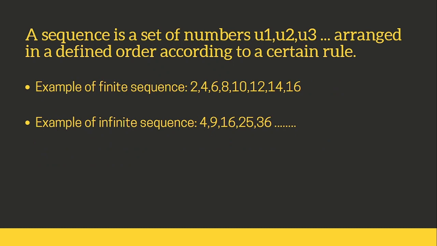Some examples of a finite sequence are 2, 4, 6, 8, 10, 12, 14, 16, because you know that it's all going to be even numbers, not odd numbers. But in terms of an infinite sequence, you see that 4 is 2 squared, then you get 3 squared, 4 squared, 5 squared, 6 squared. So it's expanding on and on.